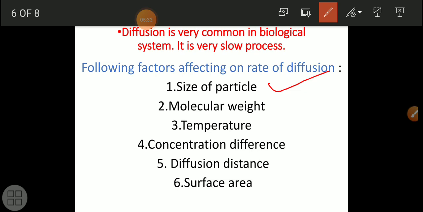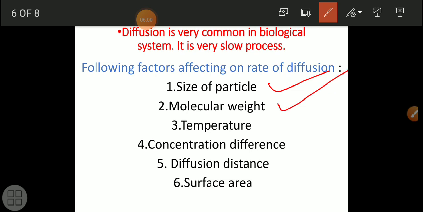Suppose smoke is there. The particles of smoke are very small as compared to dust, isn't it? Dust means heavy. So the rate of diffusion of smoke is higher as compared to the diffusion rate of a solid particle containing dust. So size affects the rate of diffusion.